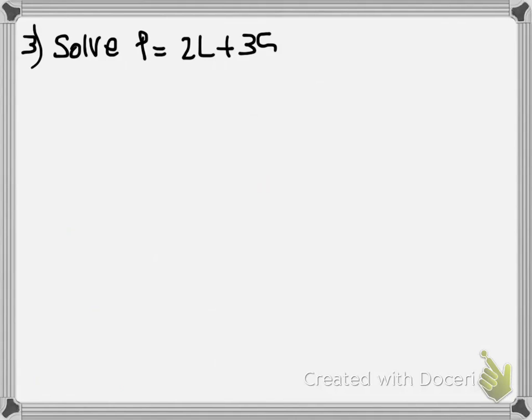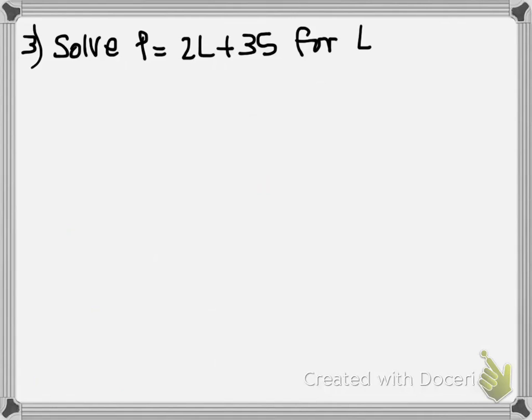All right, we've got one more. Number 3. Solve P equals 2L plus 35 for L. All right, what's that formula of? Okay, Rachel Lee? Never mind. Nope, that's not that formula. Andy? Perimeter of a rectangle. It's a perimeter of a rectangle.